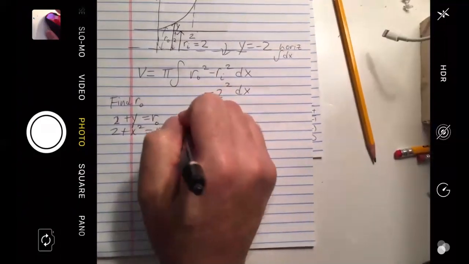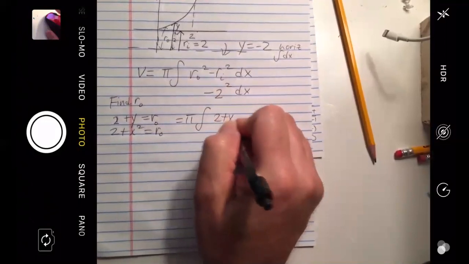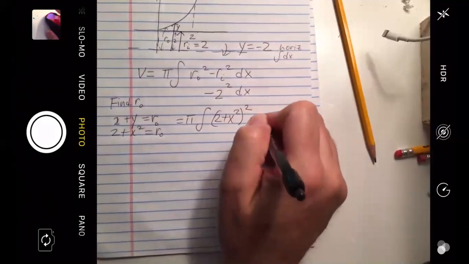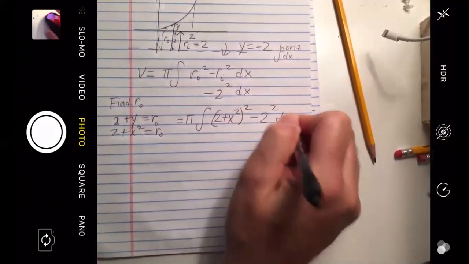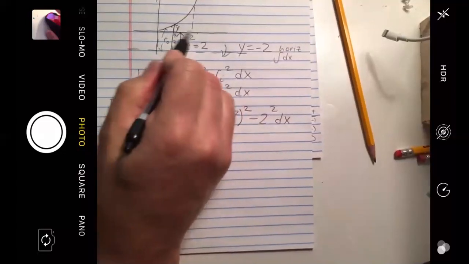So that's going to plug in pi, 2 plus x squared plus 2, either one, squared minus 2 squared dx. It still runs from 0 to 2. That's where the curve is.